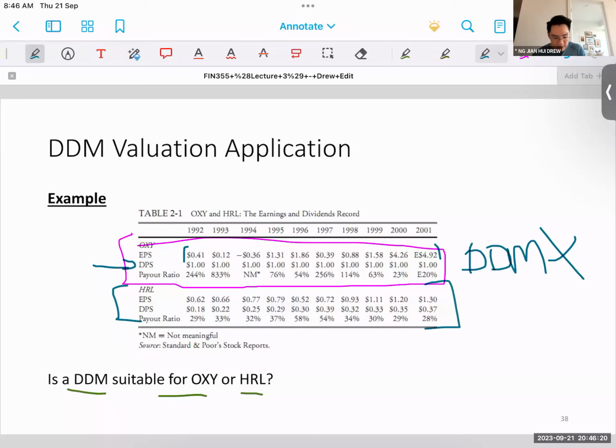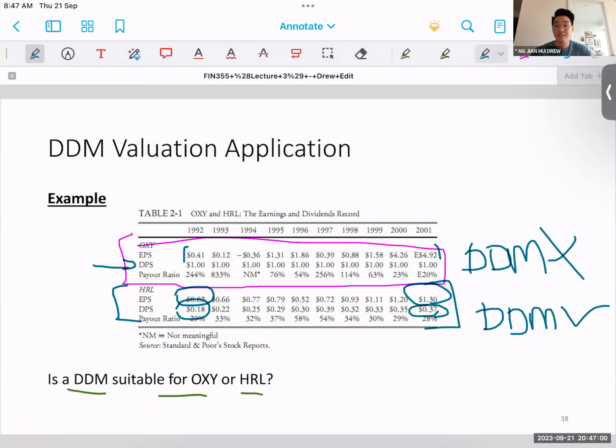For HRL, we see that when EPS is high, the dividend tends to be high, right? In this sense, I'll recommend plotting a graph to see the trend line, but it seems like it. So you can see EPS is this, they pay out this dividend. But when EPS is high, 1.3, they kind of pay more dividend, although not all the time. If you notice at some points in time, the EPS and dividend kind of don't match. So in this sense, DDM is a better option.